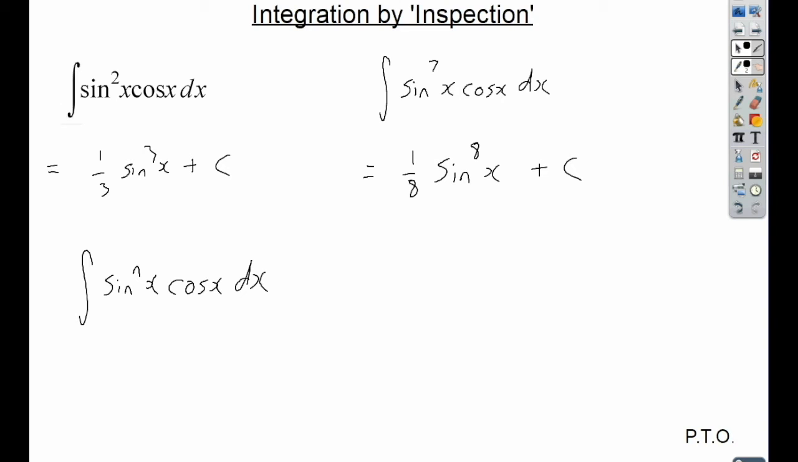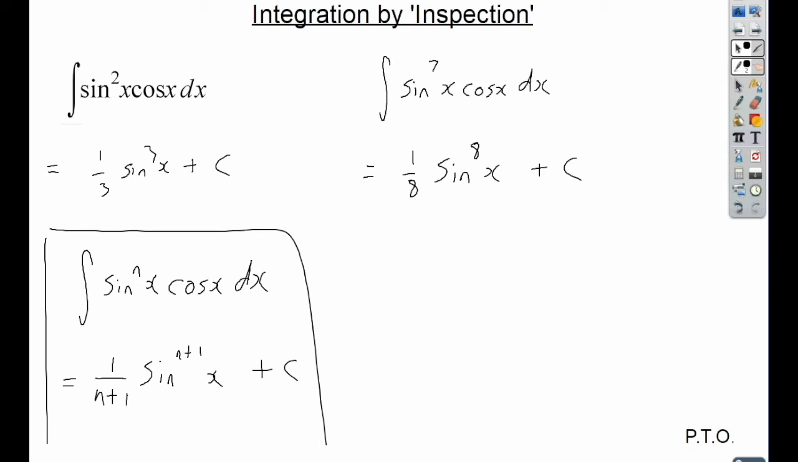All right, sine to the n x cos x. Come up with a general rule for that. Pause the video again. Okay, unpause, and hopefully you get the idea that you're just going to increase the power by 1. So that's going to be sine to the n plus 1 x, and you could divide by n plus 1, and then plus c. That is it. A rather handy rule for you to know.